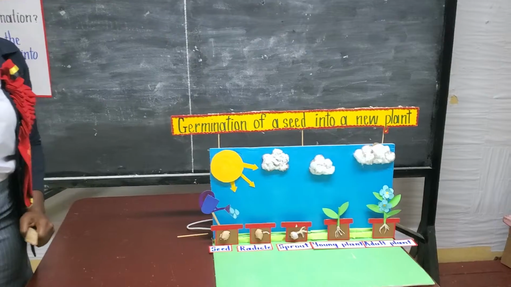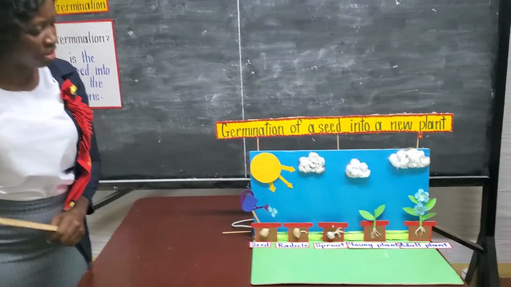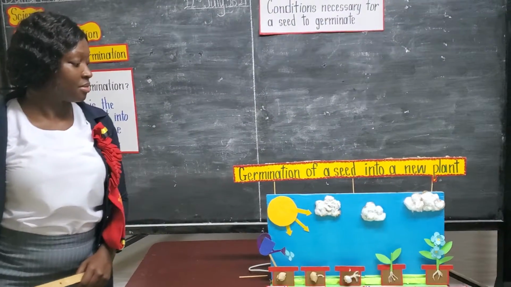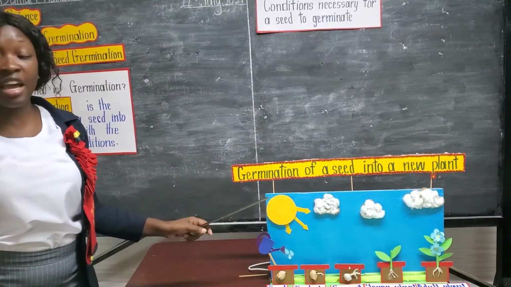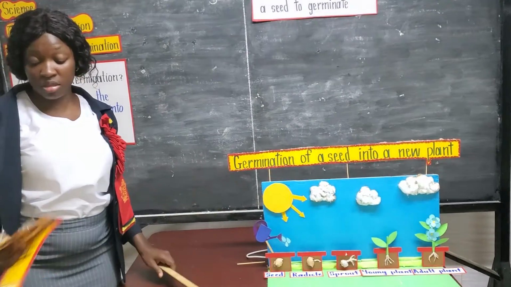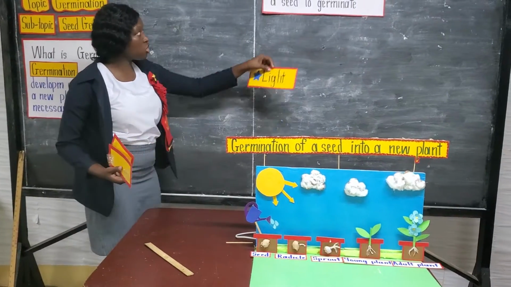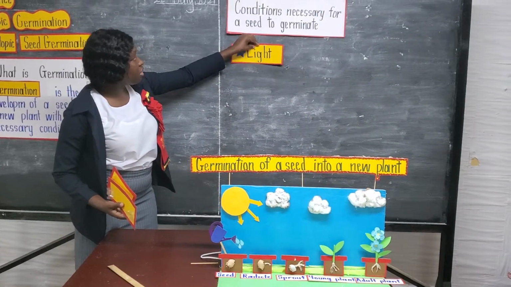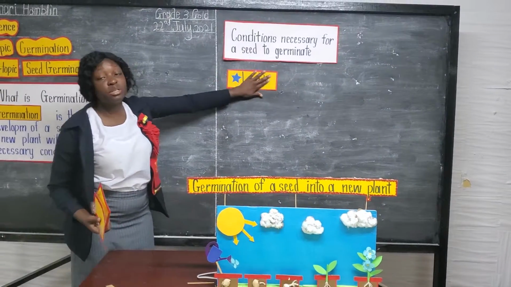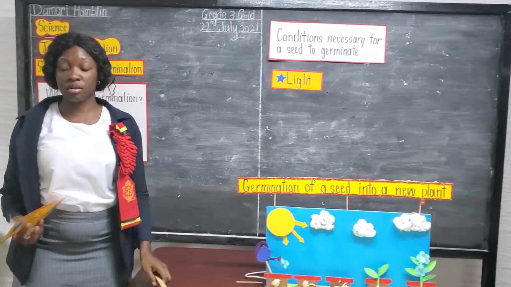Yes, Michelle, what do you see there? You see the clouds? Yes, there are clouds. What else? Yes, Kevin, the sun. You see the sun. So one of the necessary conditions for germination to occur is light, or sunlight as we know it.